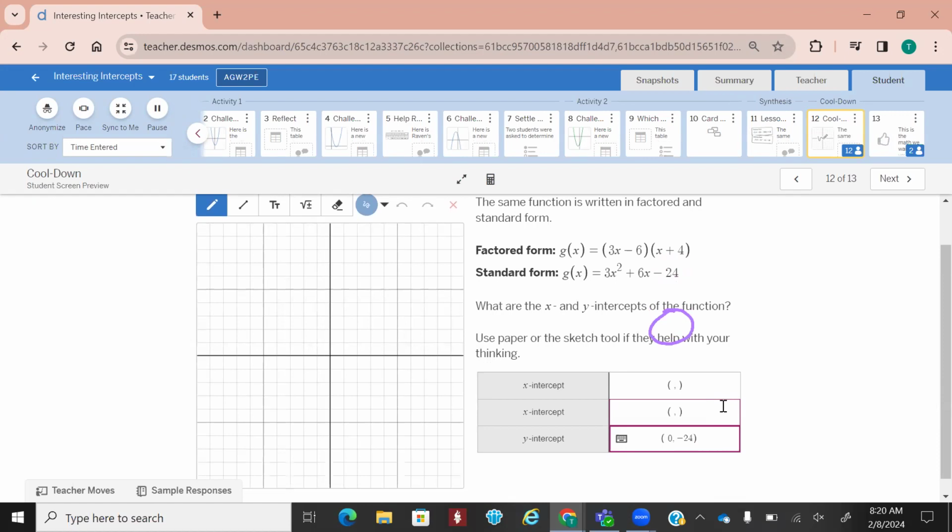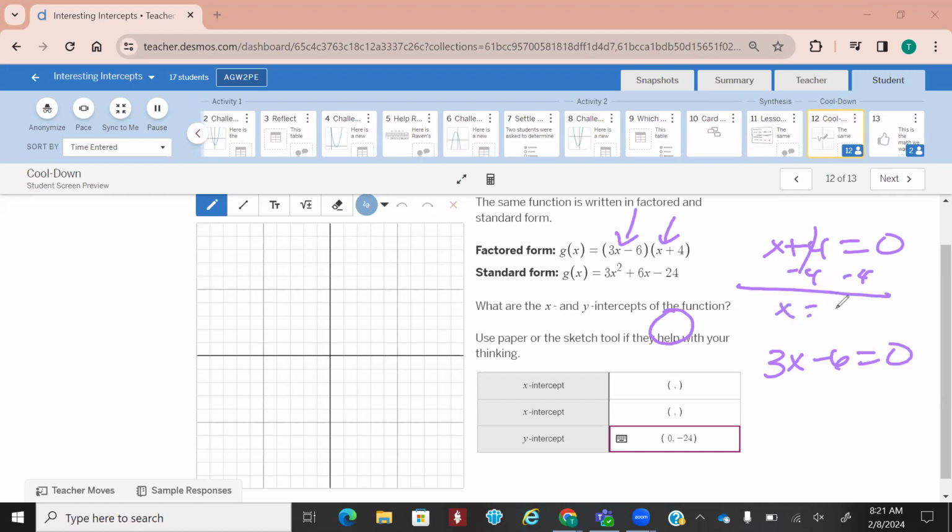Now, x-intercepts is where it gets a little tricky. You're going to look at the factored form. Here's the factored form. And you're going to take each one of these parentheses and set it equal to 0. So we're going to do that for both. Now, on this one, we can just switch the sign. We're going to subtract 4 and that's going to give us x equals -4. So we're going to have an x-intercept of -4, 0.